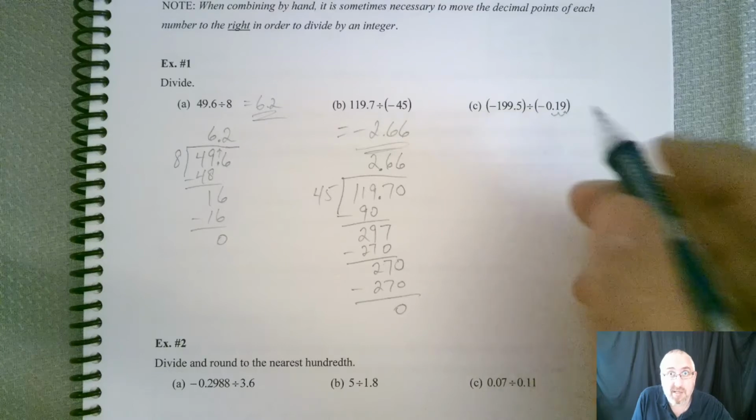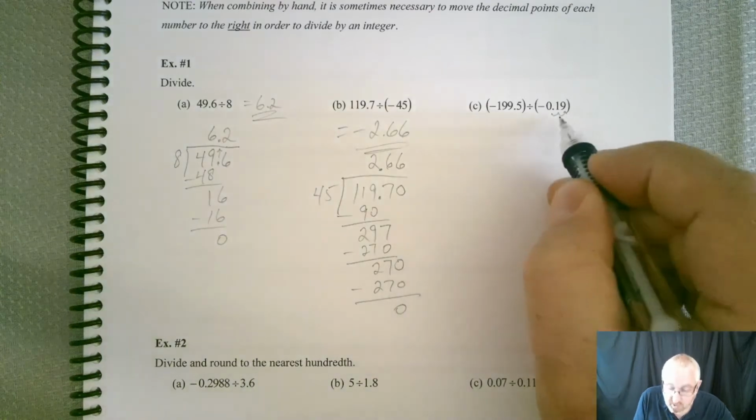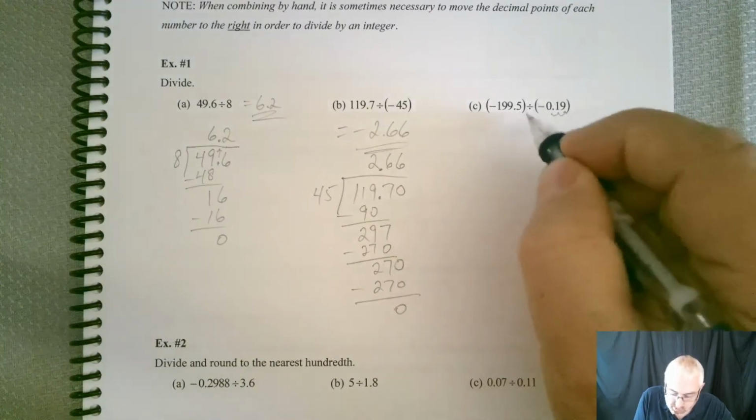But just like with the multiplication, we're not going to go the opposite way. We're going to go the same way. So if we're moving it 2 places to the right here, we got to move this one to the right 2 places as well.